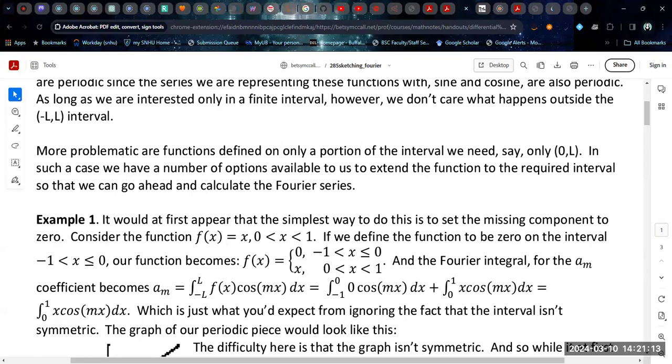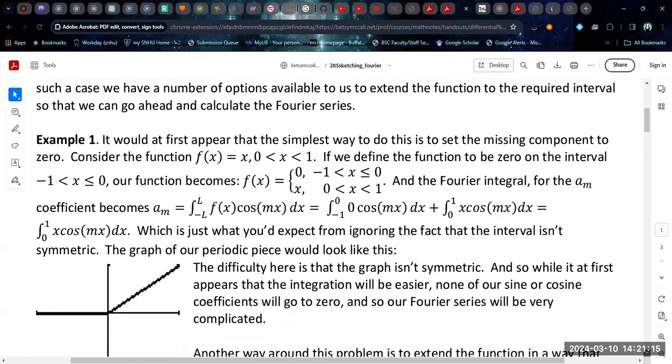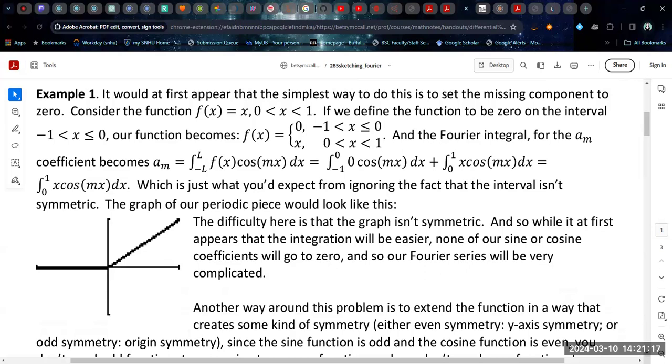Now, it would first appear that the simplest way to extend our function would be simply to set the component that we don't have, that negative L to 0 interval, to be 0. So for instance, if we're working on an interval from negative 1 to 1, and we have x defined from 0 to 1, then we would simply say, okay, well, this is the part that we care about, and we'll just say the rest of it is 0.